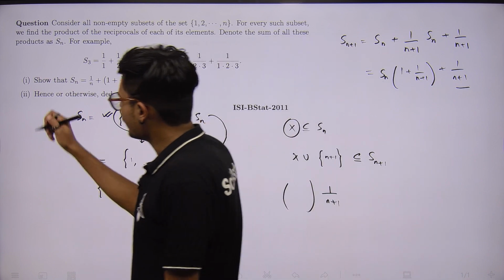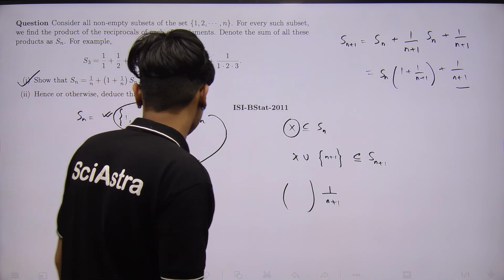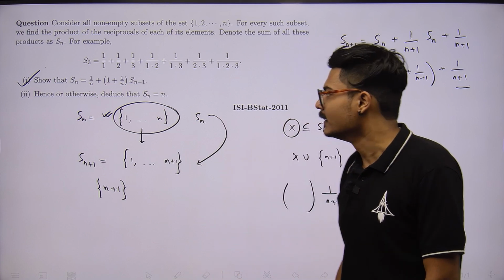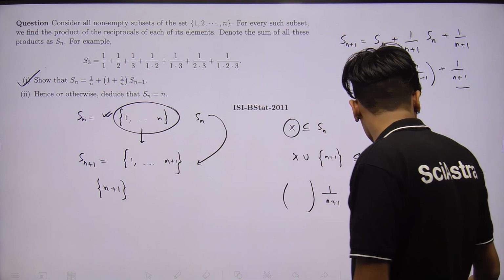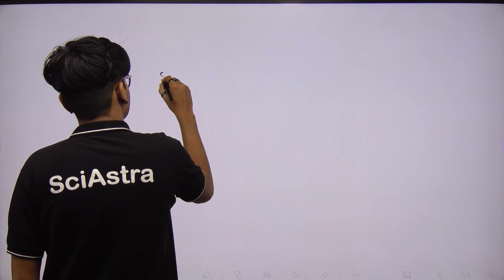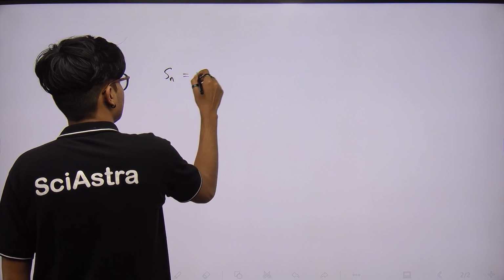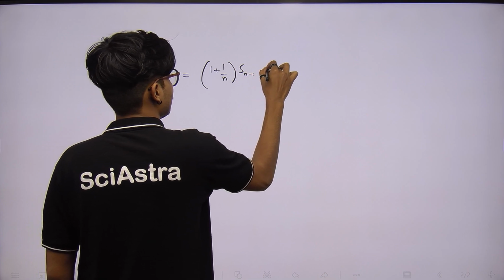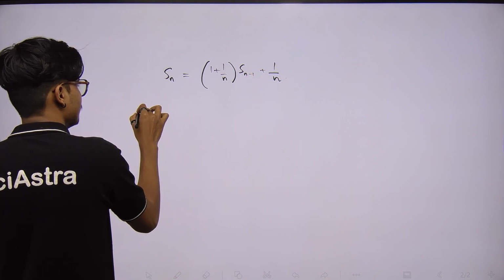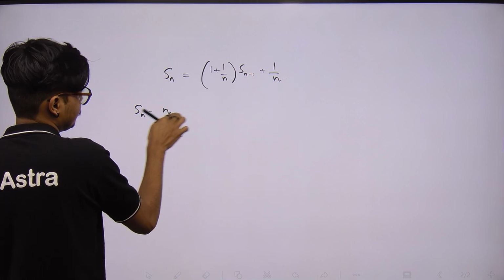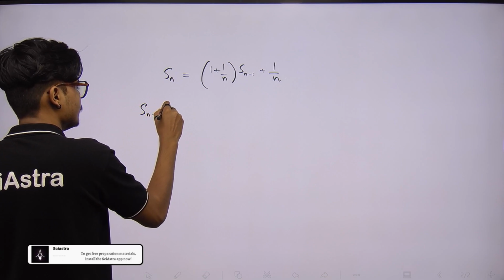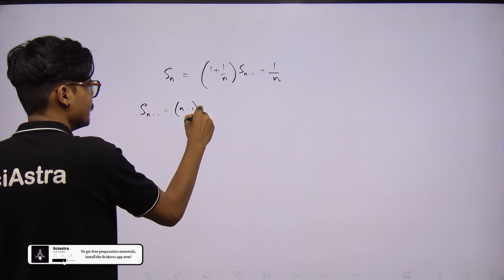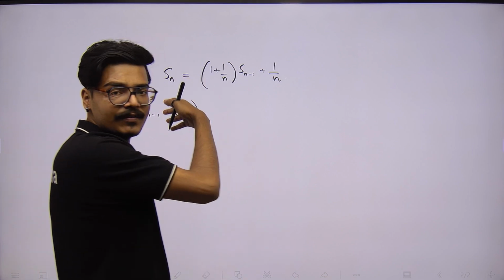Now the next part is, hence or otherwise, we need to show that Sn is actually equal to n. Again, we are going to use induction for this part. So we got this recursion for Sn. We get that Sn is 1 by n times Sn minus 1 plus 1 by n, right? So let's go with Sn minus 1. Assume that Sn minus 1 is actually equal to n minus 1. Then let's calculate the value of Sn from here.